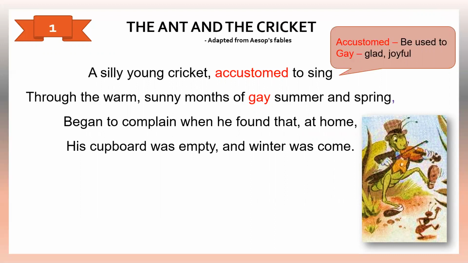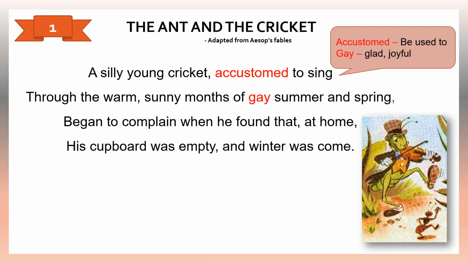A silly young cricket, accustomed to sing. Accustomed means used to. Gay means happiness, glad or joyful. So, in these two lines, the poet says that there was an insect cricket who was silly and he used to sing and dance all the time. It spends summer as well as spring by singing and dancing happily.